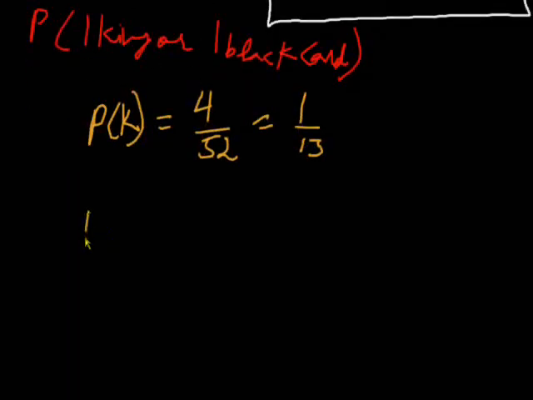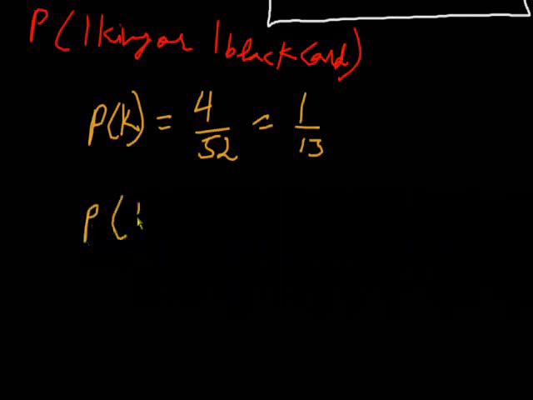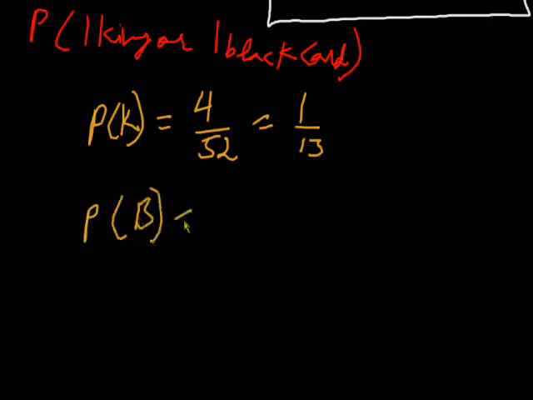Probability of one black card: total number of black cards is 26 in 52 cards, and 26 are red. So 26 divide 52, this is 1 divide 2.